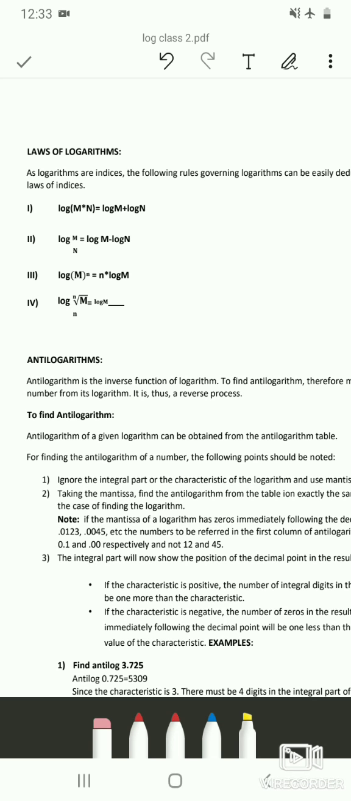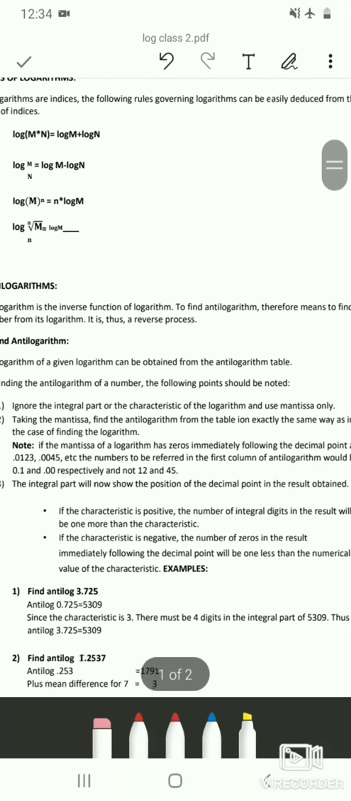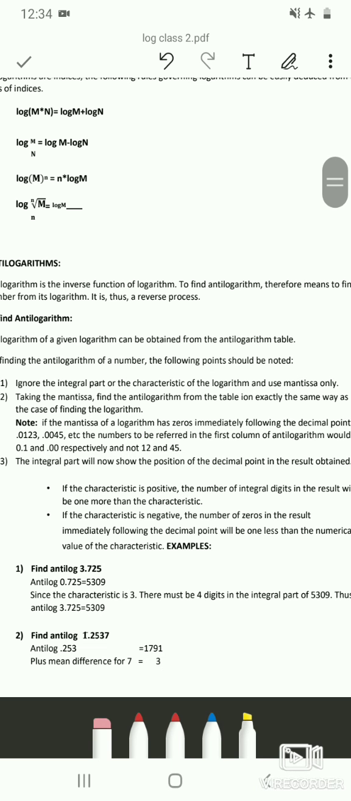Anti-logarithm of a given number can be obtained from the logarithm table. In the previous class we had seen logarithm tables. Similarly for anti-logarithm we have another table. For finding the anti-logarithm of a number, the following points should be noted. The first point is ignore the integral part or the characteristic of the logarithm and use the mantissa only. In the previous class we had seen what is the characteristic and what is the mantissa. So the first step to find anti-logarithm is to focus only on the mantissa, not on the characteristic.